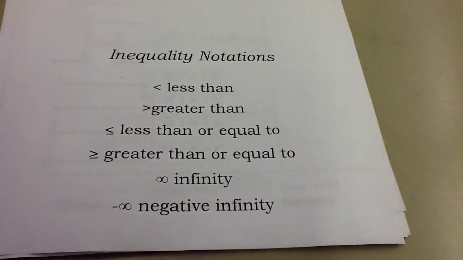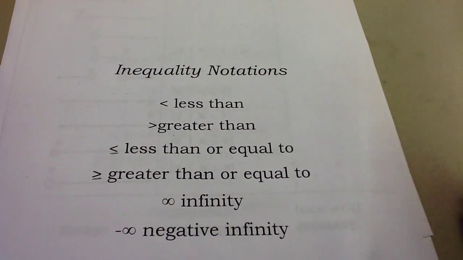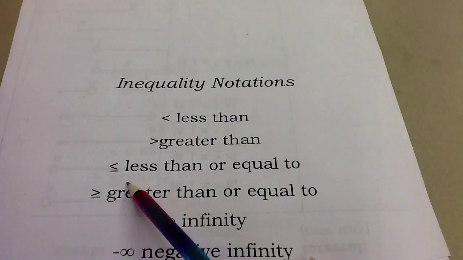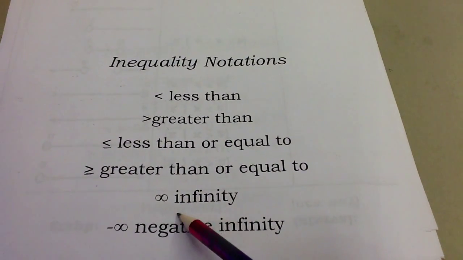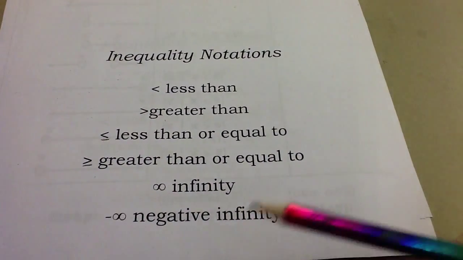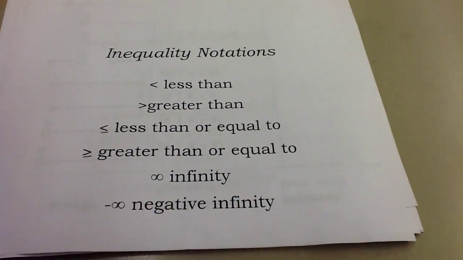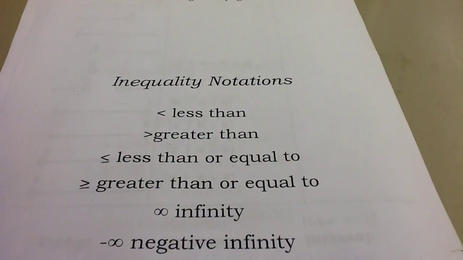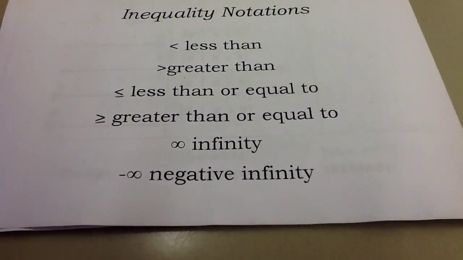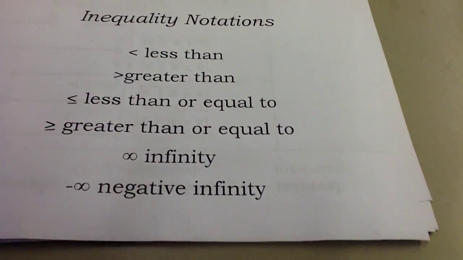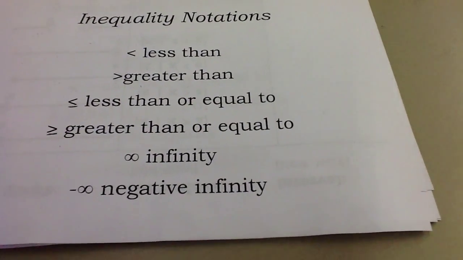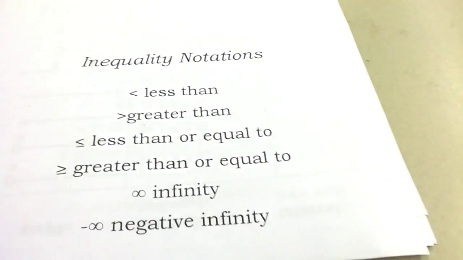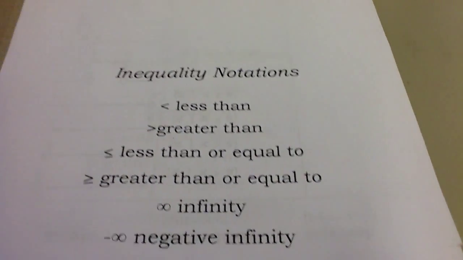But these are the things that you should already know. Less than, greater than, less than or equal to, greater than or equal to, infinity, and negative infinity. Those symbols are always the same. Make sure that you know, we're not in elementary school anymore, so make sure that you know which one is less than, which one is greater than, without trying to do the little alligator thing. That was fun in elementary school, but now you need to remember them.